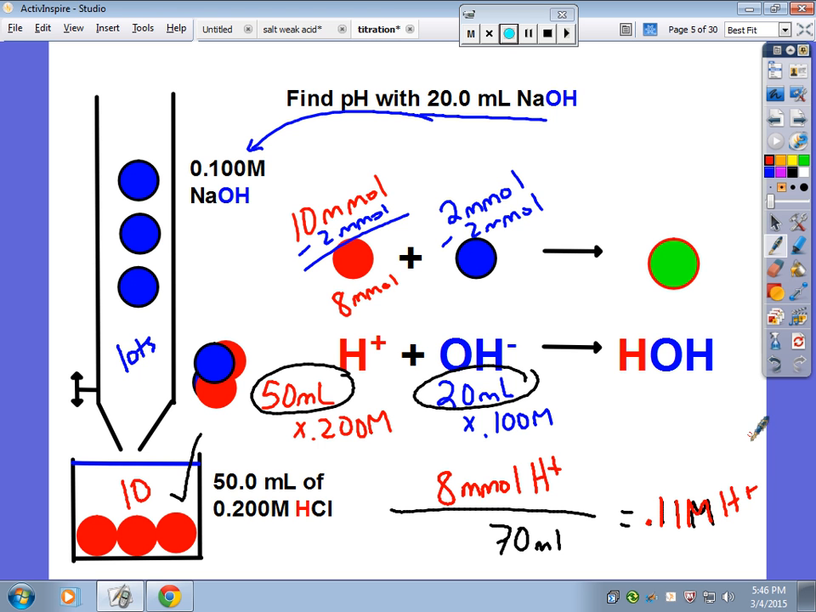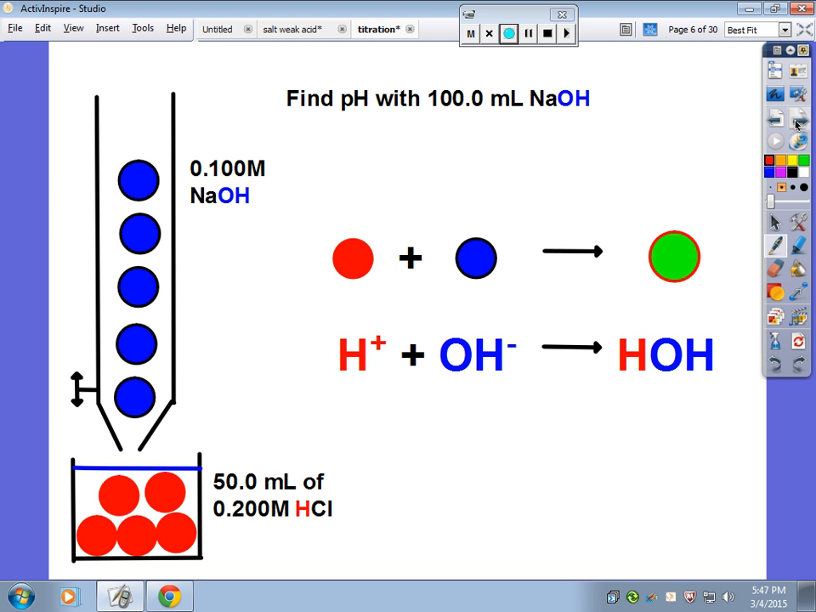So how do I find pH again? pH equals negative log of my hydrogen ion concentration. I'm going to go ahead and put negative log of 0.11 molar, and that is going to give me a pH of 0.942. Not changing lots, but it's changing, okay? And it's going to change slowly for a little bit.